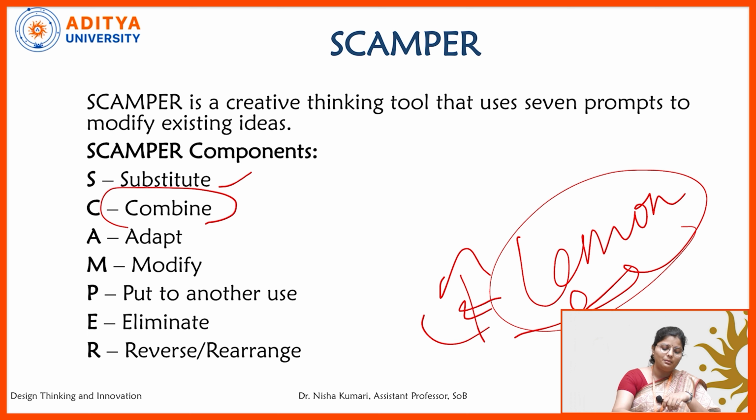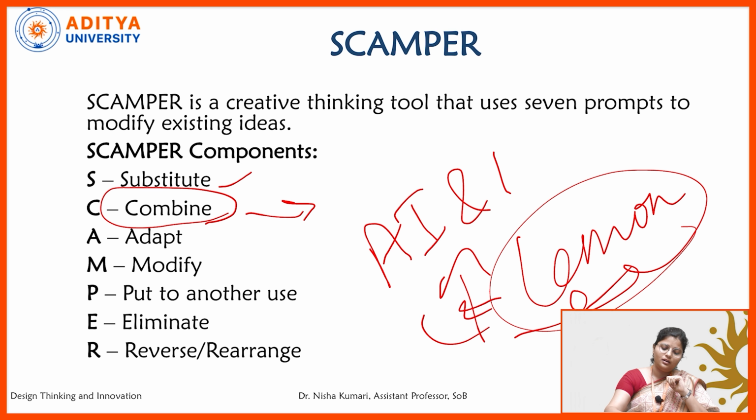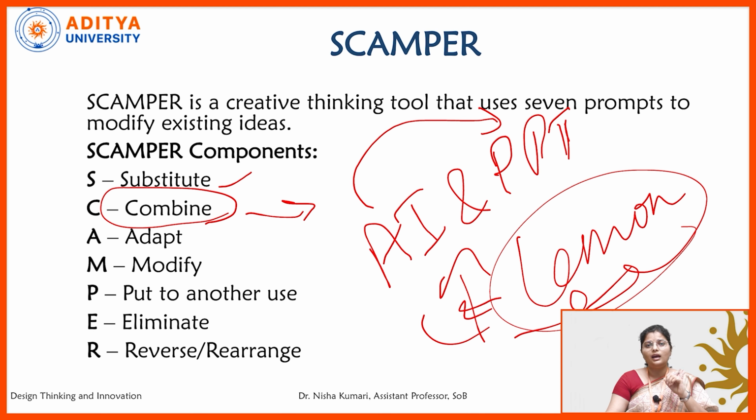Then the second one is Combine. In combine, we are combining one or more resources or ideas together so that we can generate the best one. For example, we are combining AI and your PPT. Previously we were creating PPTs and teaching using PPTs, correct? But now we combine AI tools with the PPT, and because of that we are able to generate a more animated, virtual experience for the students.